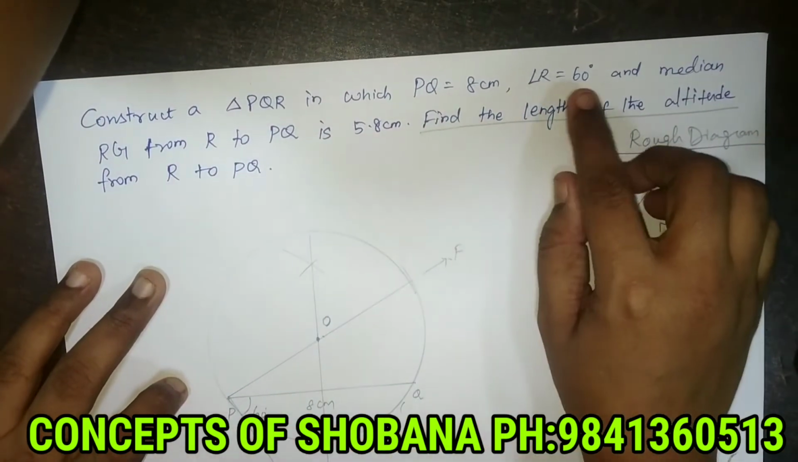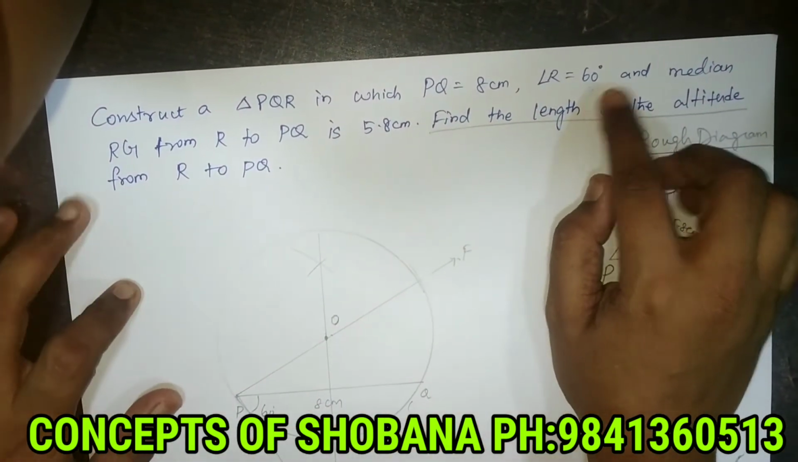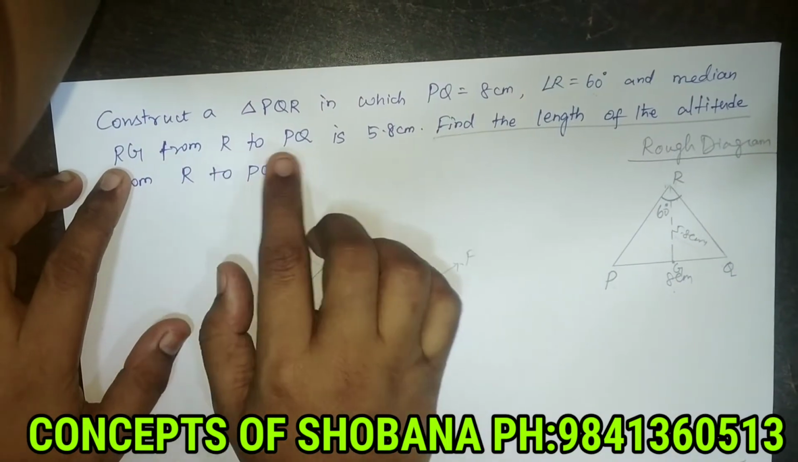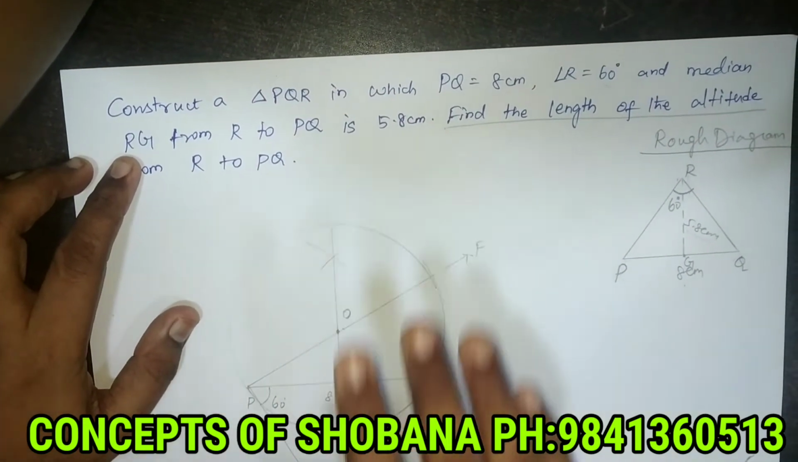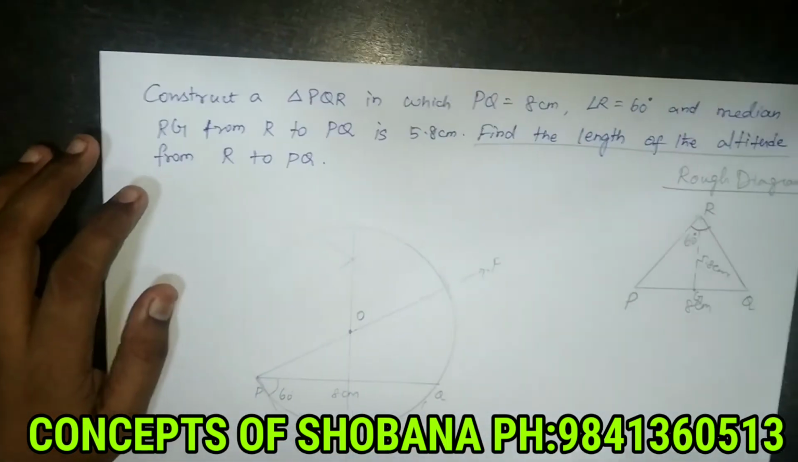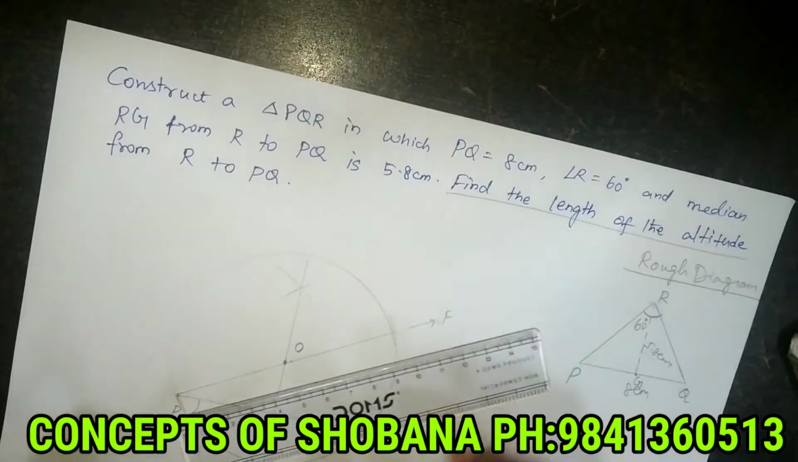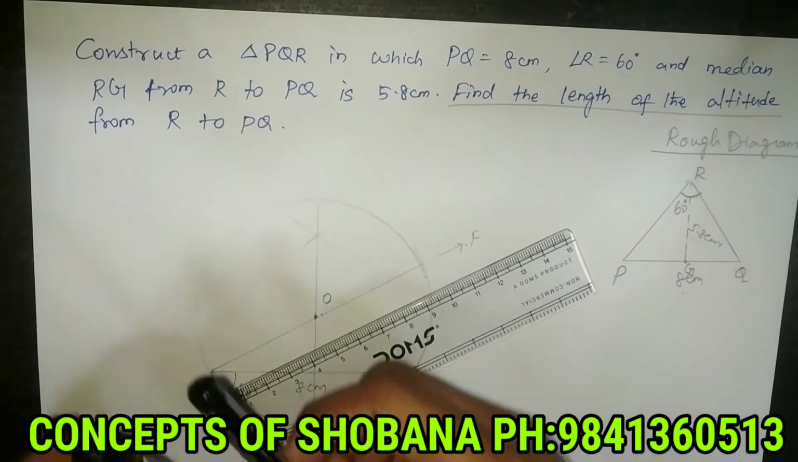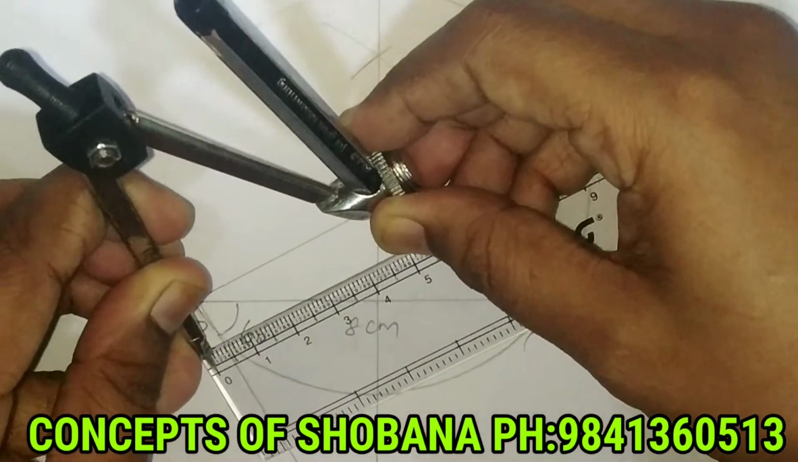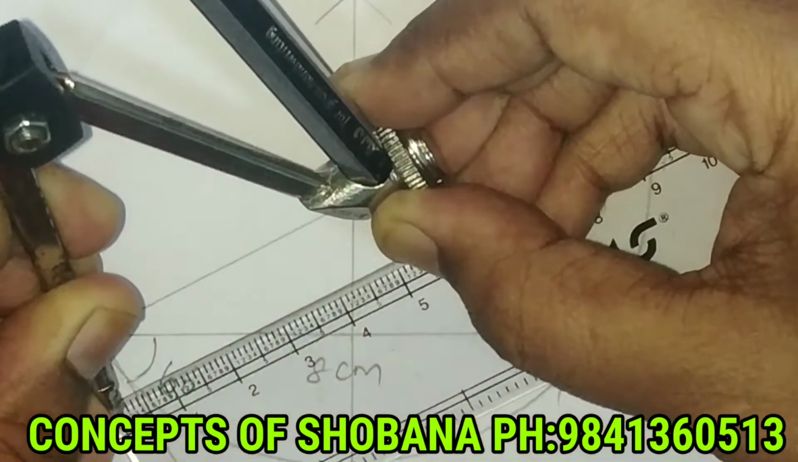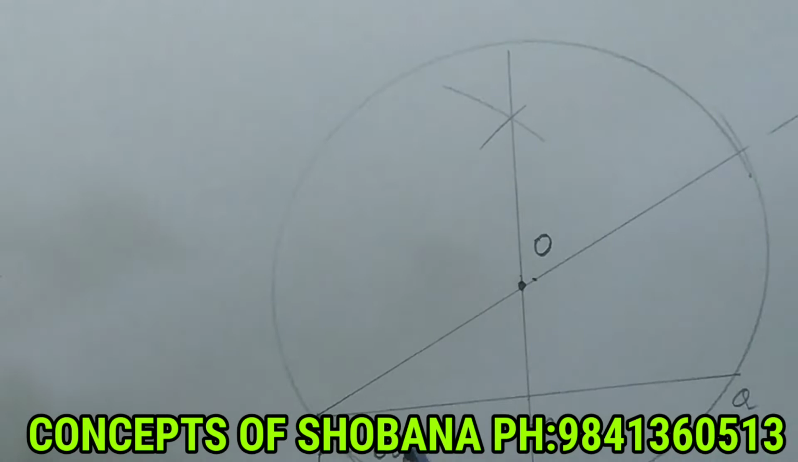Now R is equal to 60 degree and the median RG from R to PQ is 5.8. So the next step is what you have to do? You have to take 5.8 centimeter. So let me start from 5.8 centimeter from your compass. As I have taken 5.8.